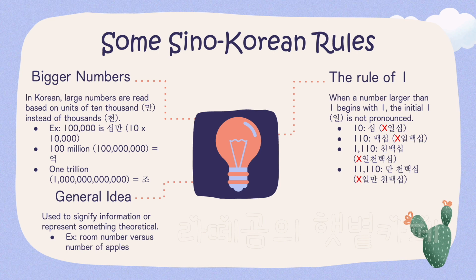And finally, the general idea of Sino-Korean numbers is that they are often used to signify information or represent something theoretical, whereas native Korean numbers are used for quantifying something. So the example we have here is a room number. It's something theoretical versus the number of apples you could see in a market or something. You could count those.